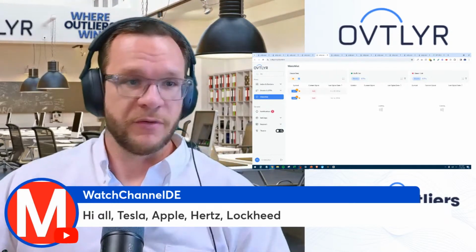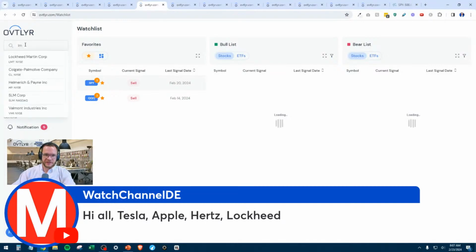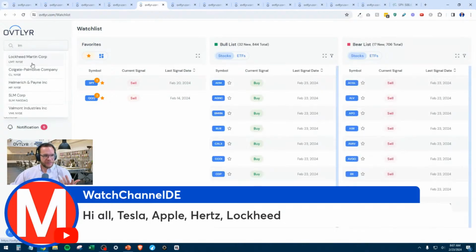Well, here's a handy feature with OVTLYR. If you don't remember, you can just start typing it in up here and it will actually autofill and say, oh, did you mean this or did you mean that? Let's see, Lockheed Martin, LMT. See, I didn't even remember and it told me.